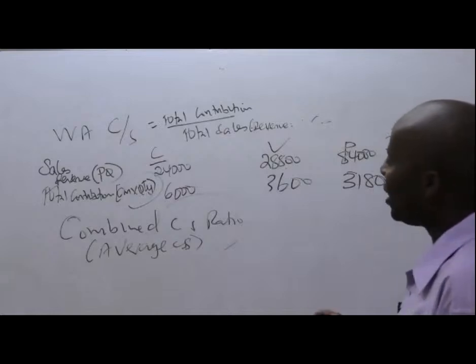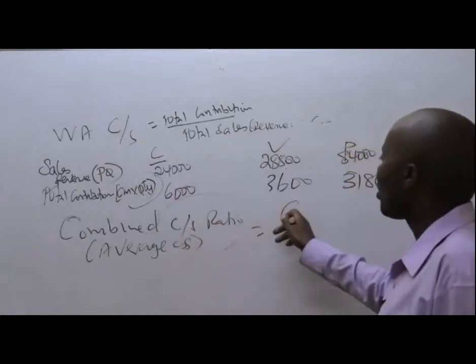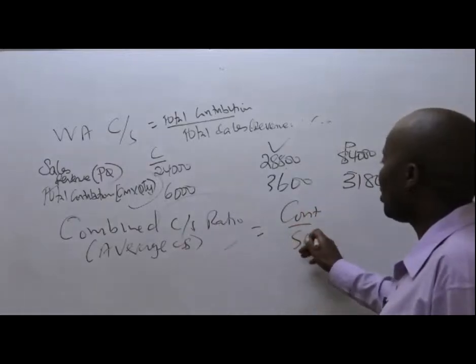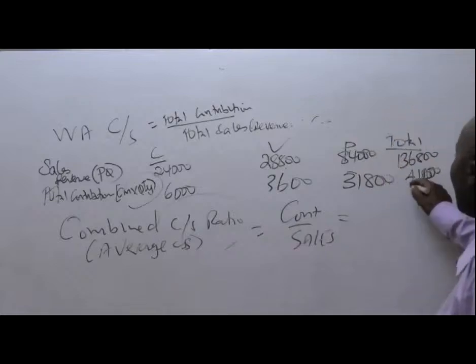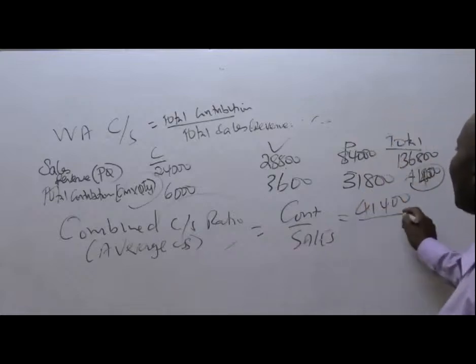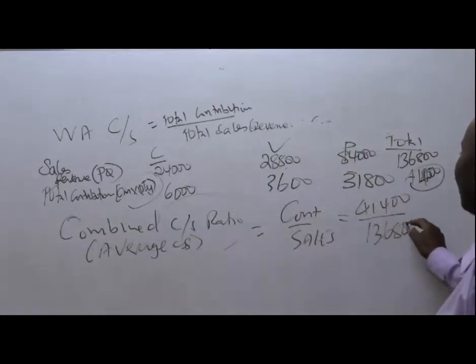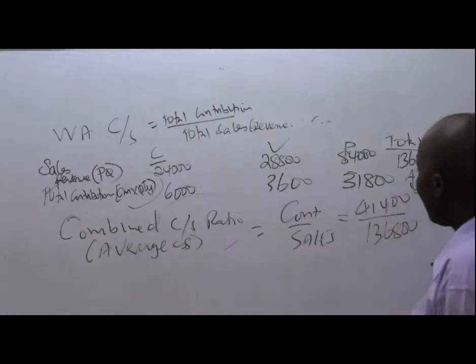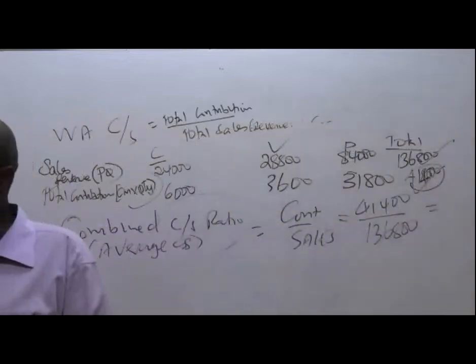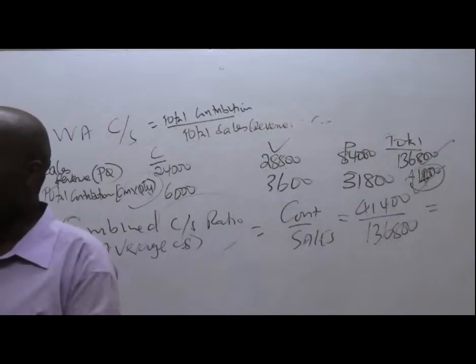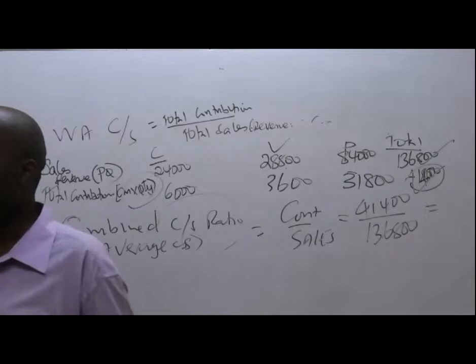So how do I get this? I will take CS as contribution over sales. So now we work with the totality. The contribution that we have here is 41,400. Divide this by 136,800. So you take this over sales revenue, and then you tell us whether you are able to see the figure that we got using the other method. Please confirm to us. 0.30. Lokai is giving us 0.30.